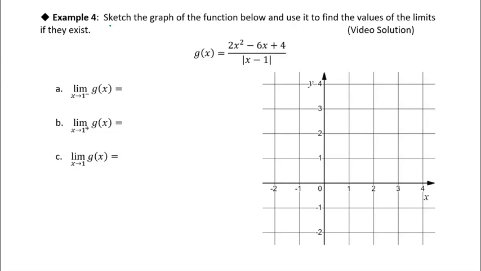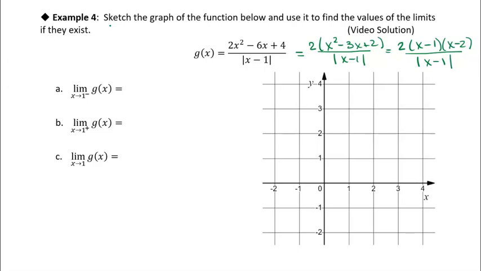So the first thing I'm going to do is just factor this and see if I can simplify it at all. I can factor a 2 out of the numerator, and I'll get x squared minus 3x plus 2. And then I'm just going to leave the denominator as it is, absolute value of x minus 1. Then I can factor that quadratic, so I get x minus 1 and x minus 2, and I still have the absolute value of x minus 1 in the denominator.